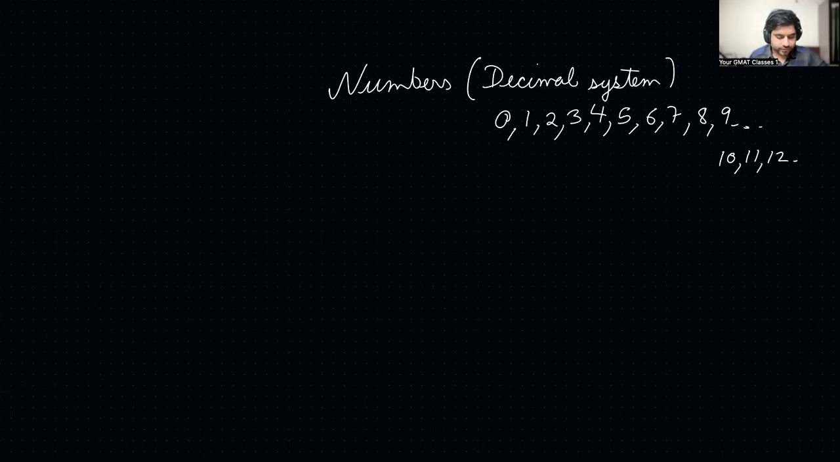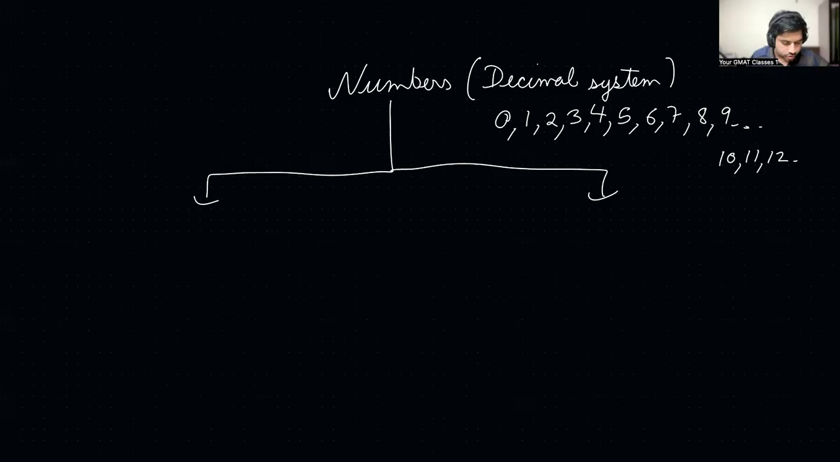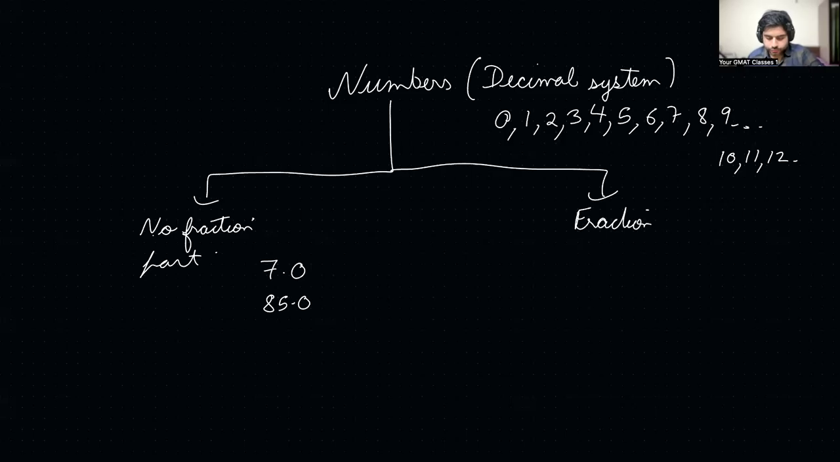Now, I like to classify it in two broad categories: numbers with no fraction part, which are the kind of numbers which will have 0 after the decimal, so 7.0, 85.0, and numbers with fraction part. First, let's understand the numbers which have no fractional part.